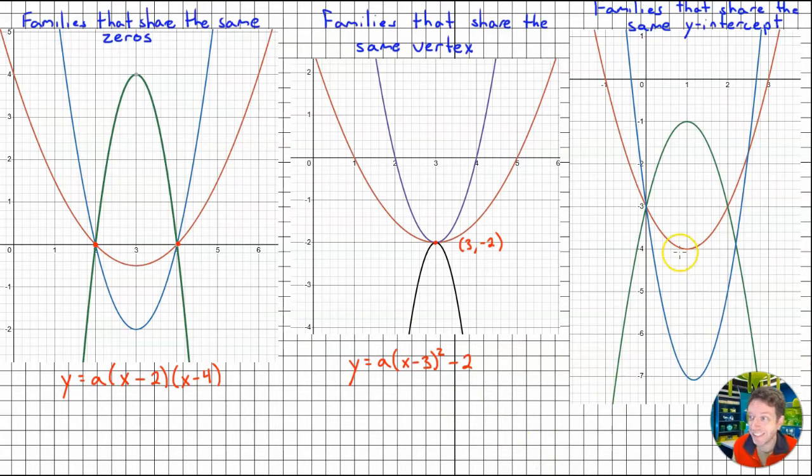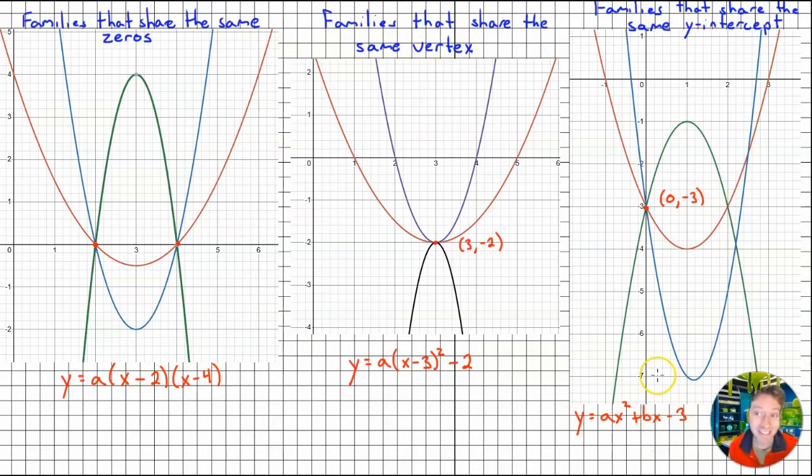And then finally, in this last family, we have the same y-intercept for all these parabolas, and that is the point 0 and negative 3. And for this one, we're actually going to use standard form, because you could easily pick out what the y-intercept in standard form is. So that's going to be y equals ax squared plus bx, and typically plus c, but we know c is our y-intercept, which is minus 3.